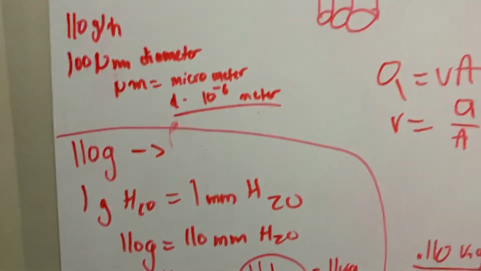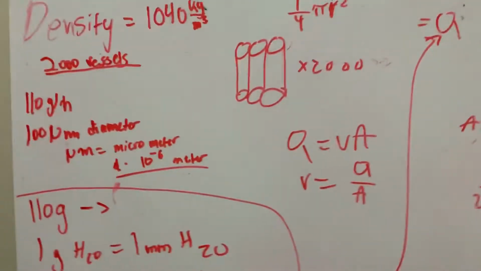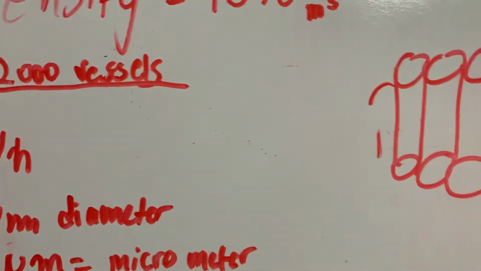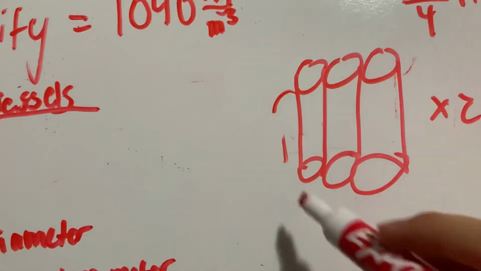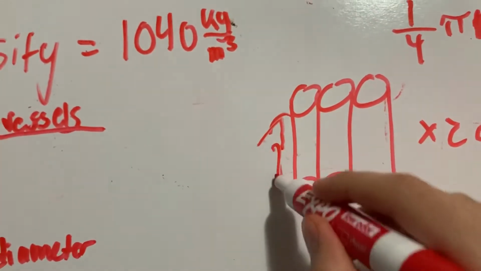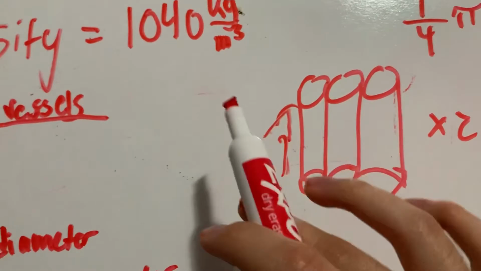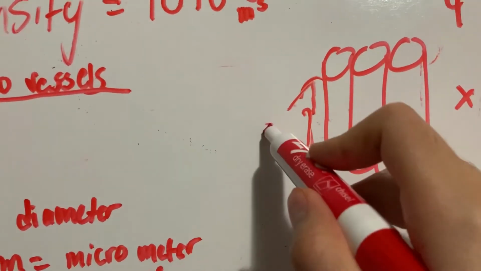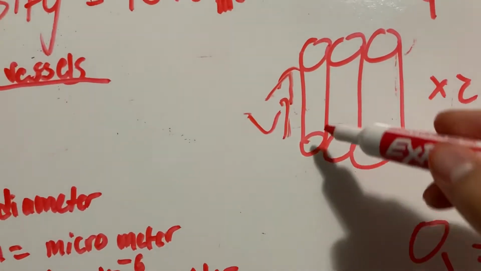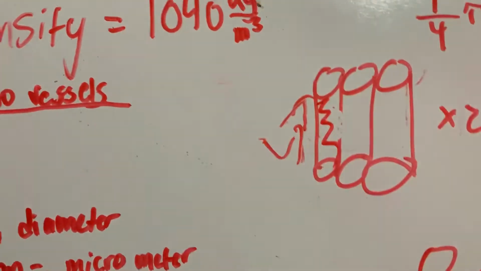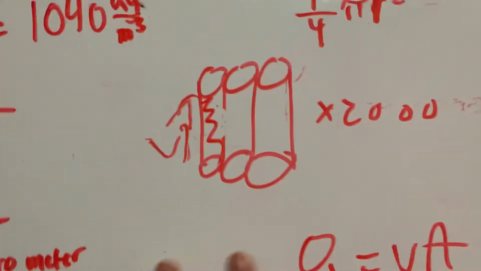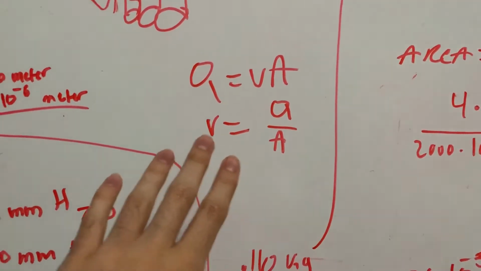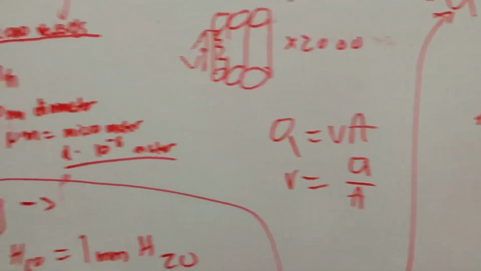All right, so this is kind of our setup, how we're gonna explain things. We want to know how fast the sap is filling up these tubes, in seconds. So this is our primary goal. What's the velocity, or how fast is the sap filling up these tubes? And there's 2,000 of them. So we're using this equation. We already established that, so it's really important here.